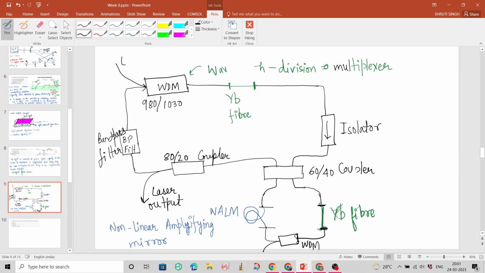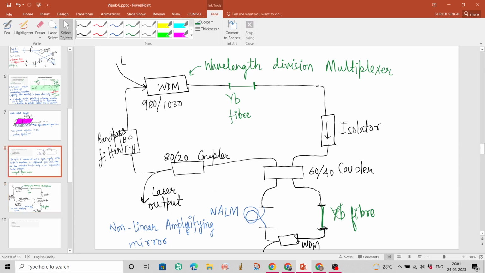So this is the construction of the ultrafast fiber laser. We have a wavelength division multiplexer. This also got erased. Better do this. A wavelength division multiplexer. Here, this is the fiber, some couplers, and here is the nonlinear amplifying mirror.